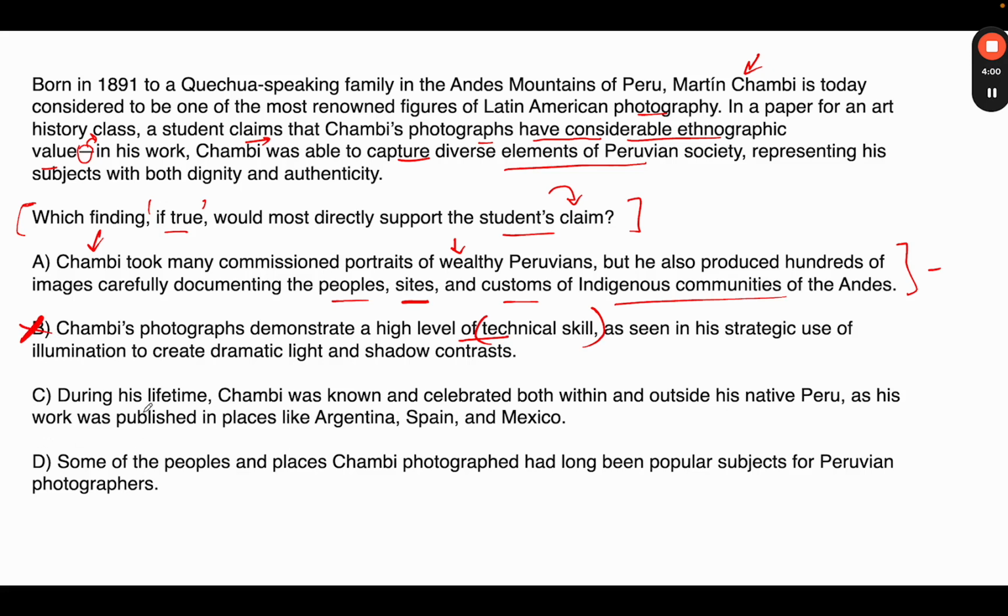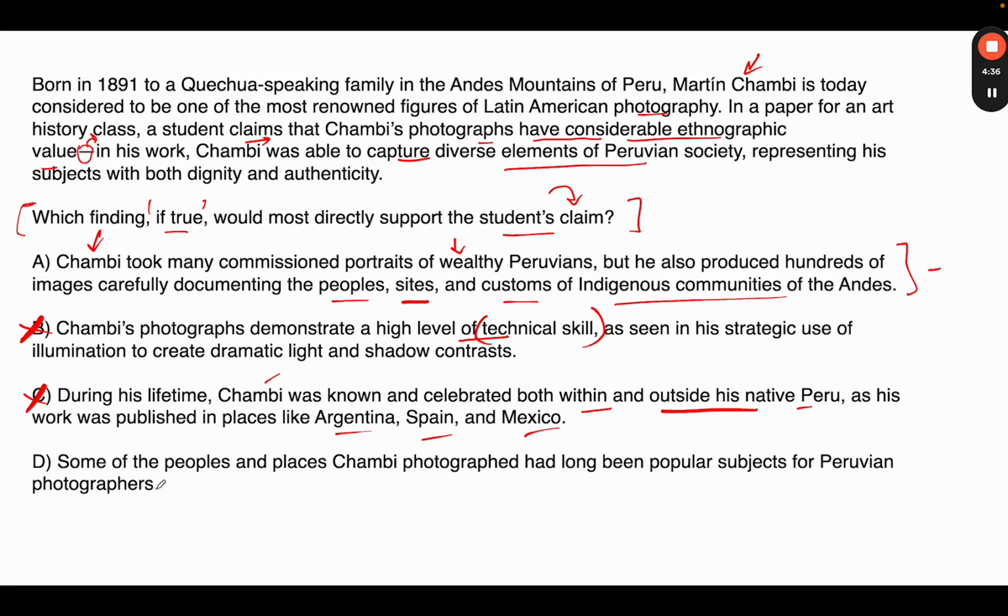Let's look at C now. During his lifetime, Chambi was known and celebrated both within and outside his native Peru, as his work was published in places like Argentina, Spain, and Mexico. Now this option is basically telling me where Chambi was famous, places where his work was published, places where he was celebrated. But again, the student says nothing about this. The student says nothing about Chambi's popularity or the places related to his popularity and his work. So again, C is out. It's doing nothing for the student's claim.